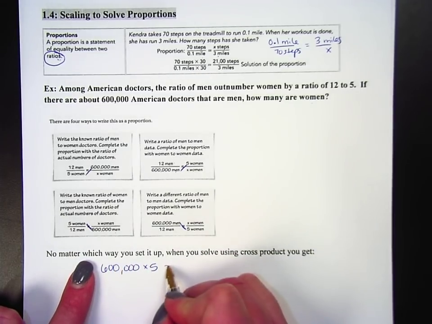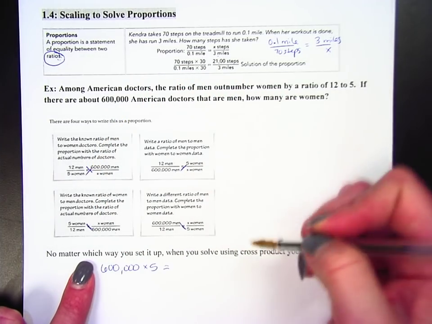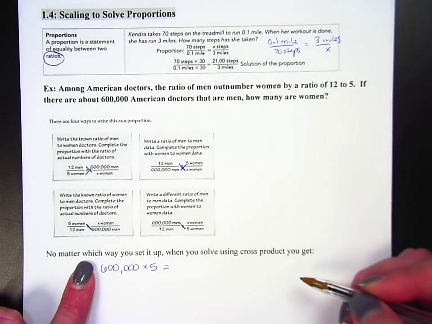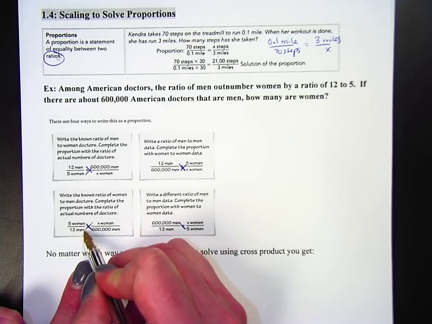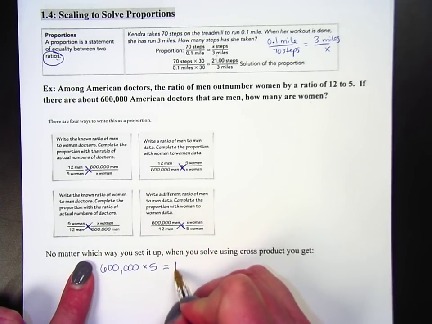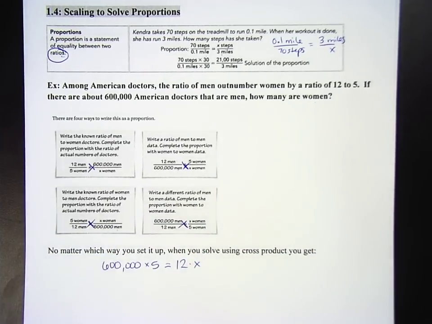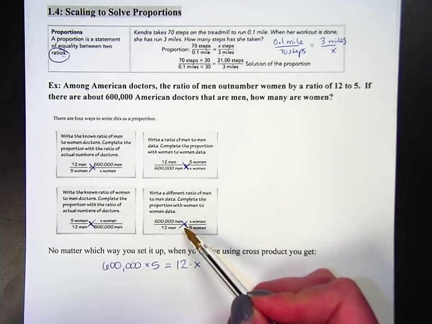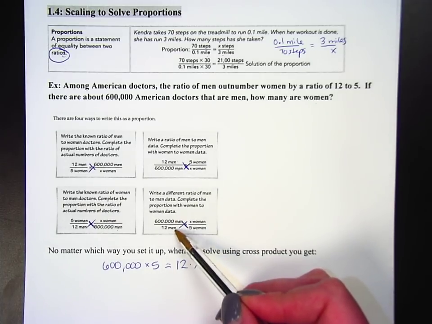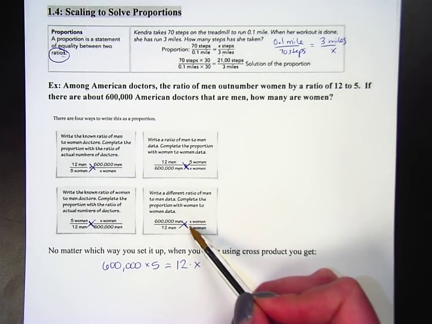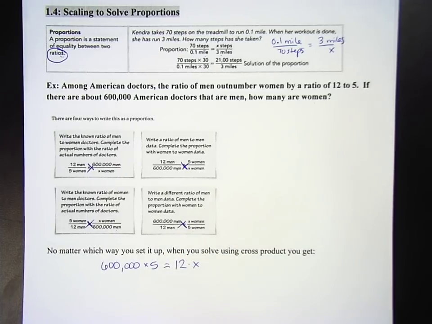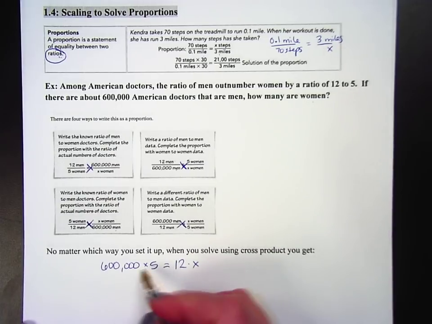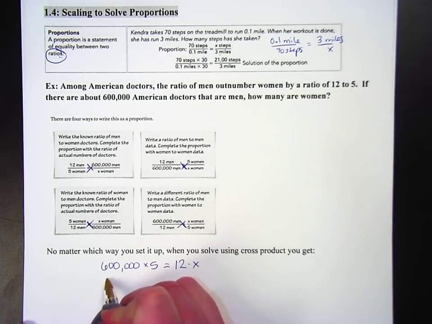And that's going to equal 12 times x. Notice each time, if I've set it up correctly, I'm doing 600,000 times 5 and then dividing by 12. Because we've done men with men, women with women, when I cross multiply, I'll always get that 600,000 times the amount of women that I know. In our calculators, 600,000 times 5 is 3 million.